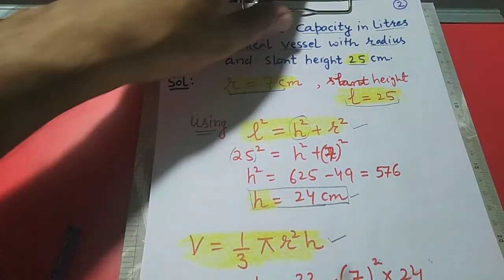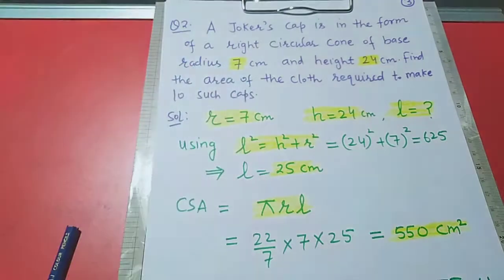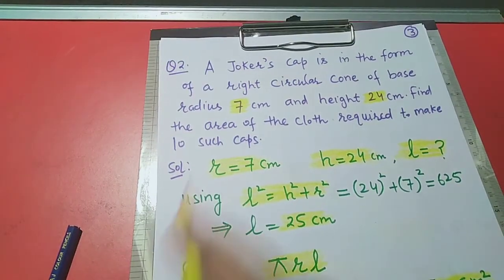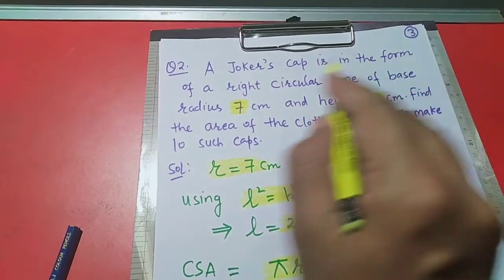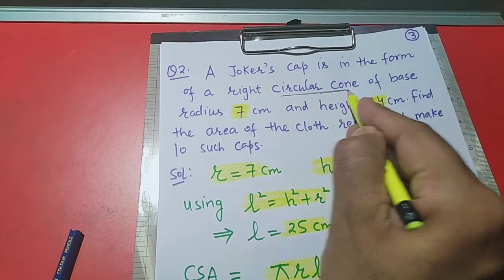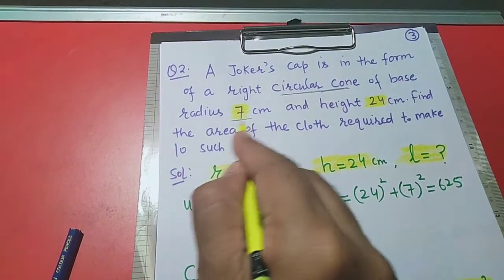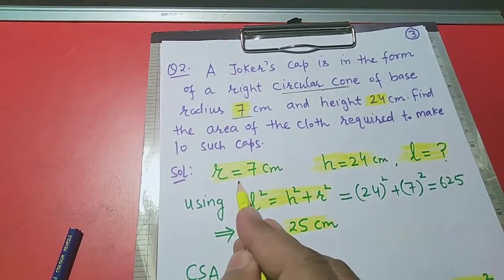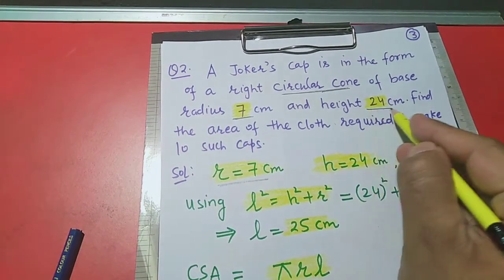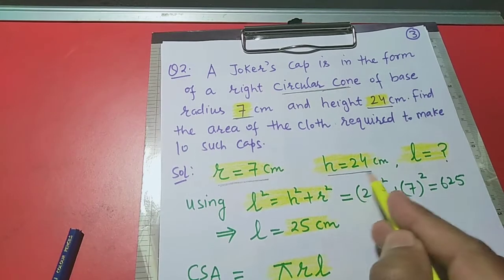Now come to question number 2. In this question it is given that a joker's cap is in the form of a right circular cone. So again we have a cone whose base radius r is equal to 7, and we have noted down r is equal to 7, and height h is equal to 24 centimeter.